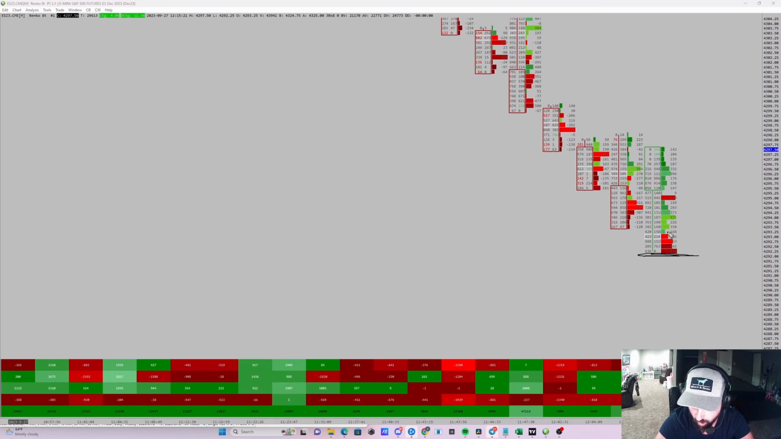Let's see if we take this low out. Remember I said these lows are unfinished? It's an unfinished low. I want to see failed acceptance with buy-side imbalances here before we call this a true reversal. This could definitely pop up for a little bit, but this low right here, red flag.